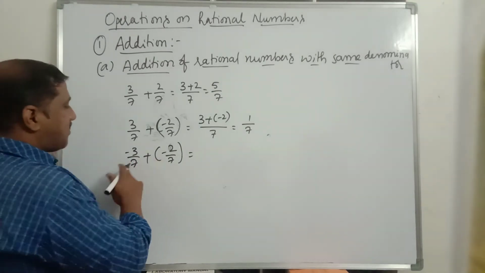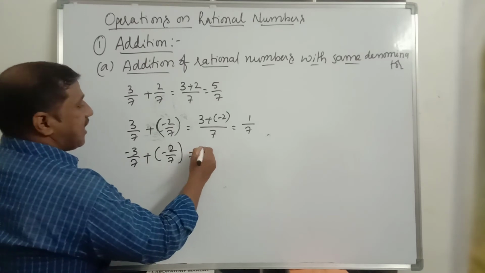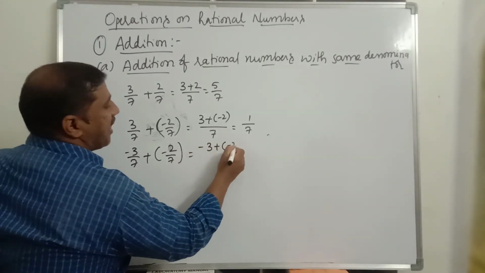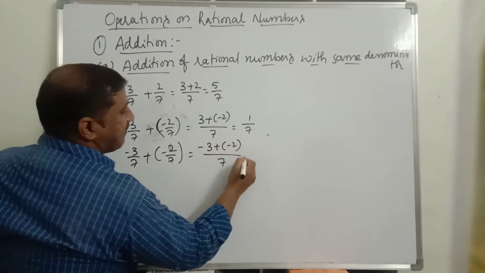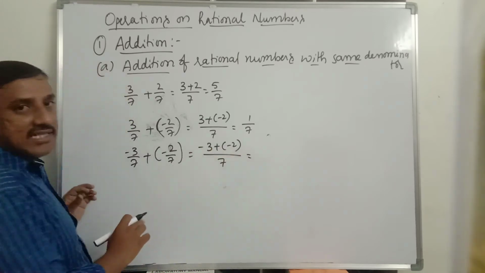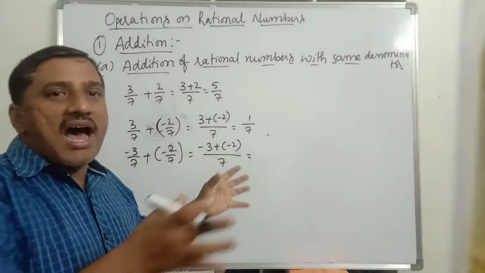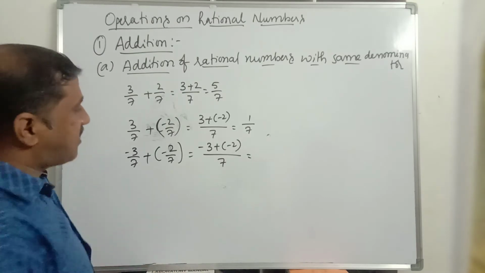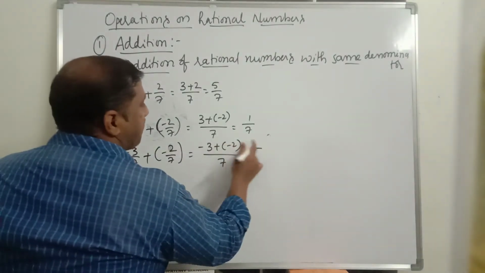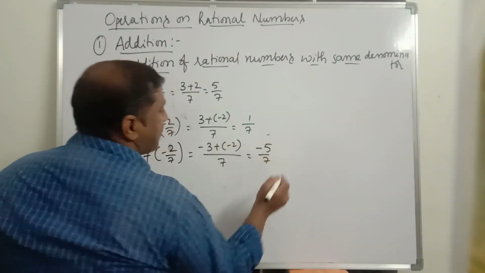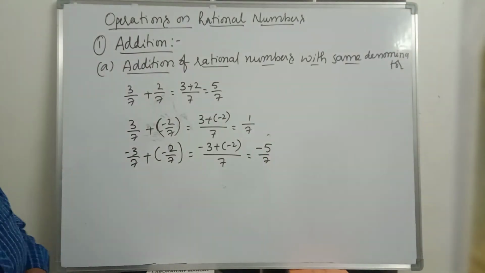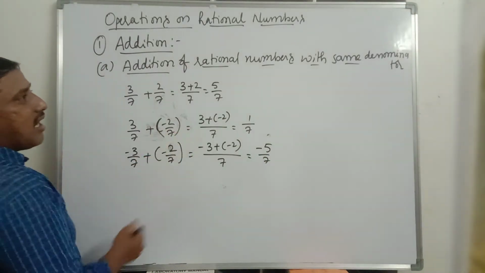So what is the concept? Add the numerators, that is minus 3 plus minus 2, divided by 7. We are adding two negative integers. When the same sign is there, we add the numbers and keep the common sign, that is minus 3 plus 2 is 5, so minus 5 by 7. Like this we add rational numbers with the same denominator.